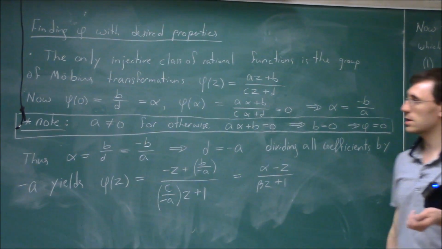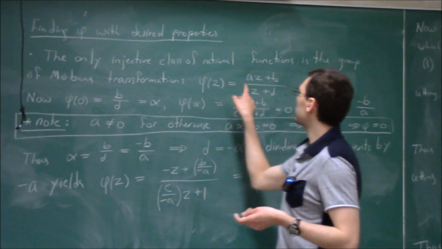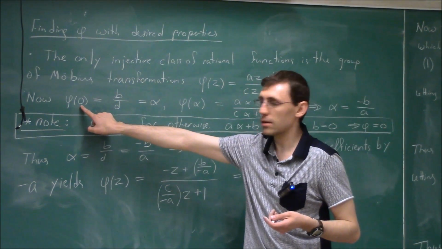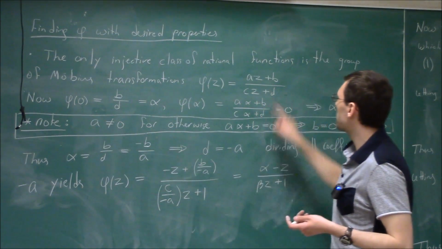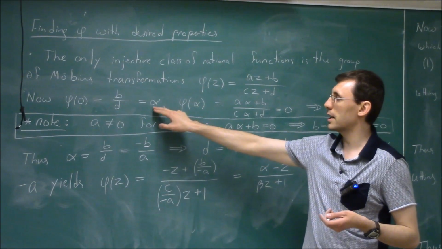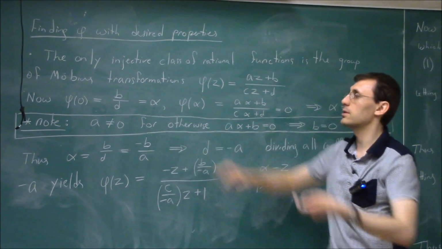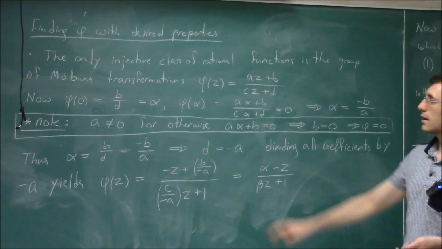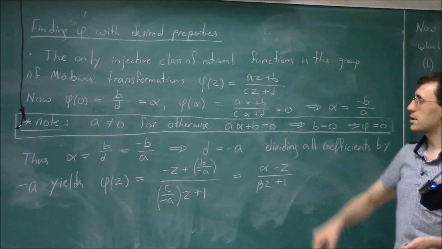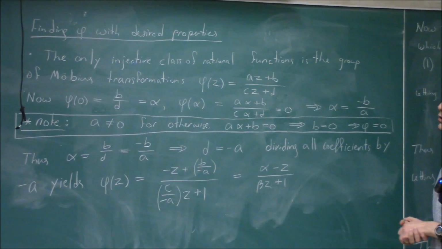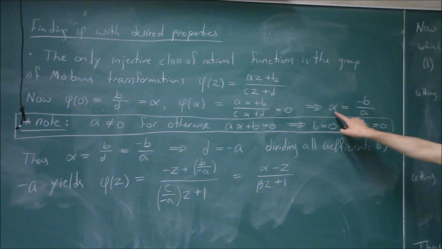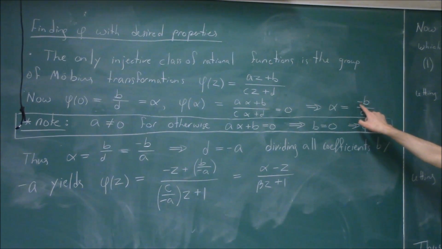So now let's try to see what happens. If this is the general Mobius map, if I plug in 0, I get b over d. And according to one of the requirements, I should be getting alpha. 0 is mapped into alpha. And if I take phi of alpha, I will get the ratio a times alpha plus b over c times alpha plus d, and that has to equal 0. And that implies that alpha is equal to minus b over a.